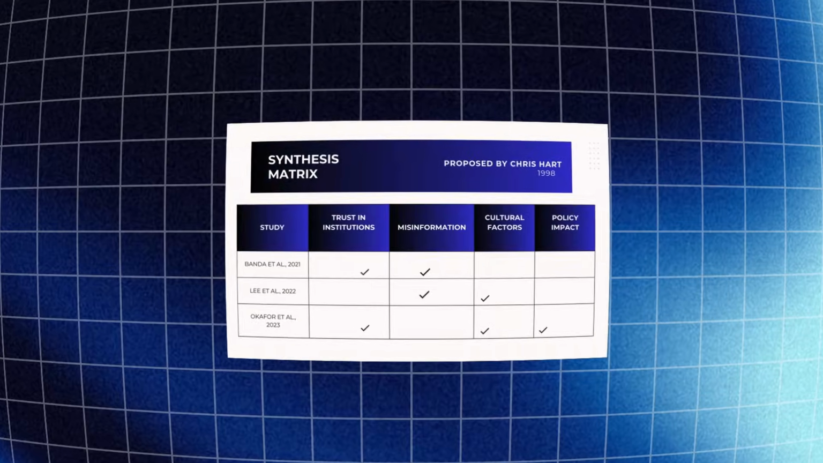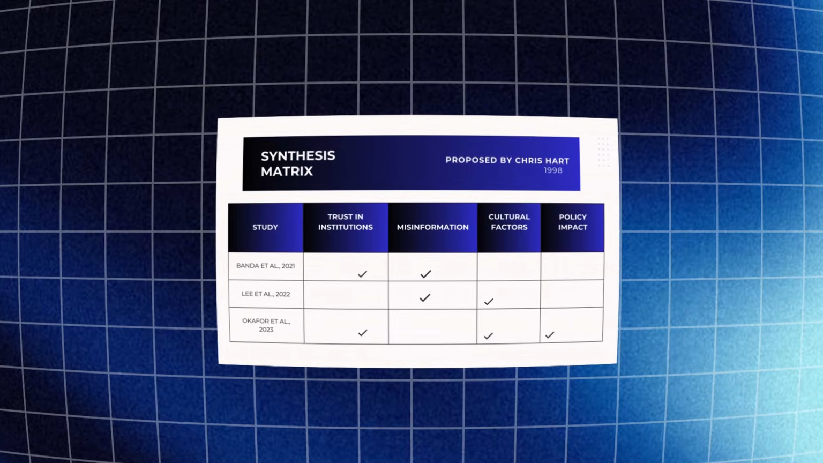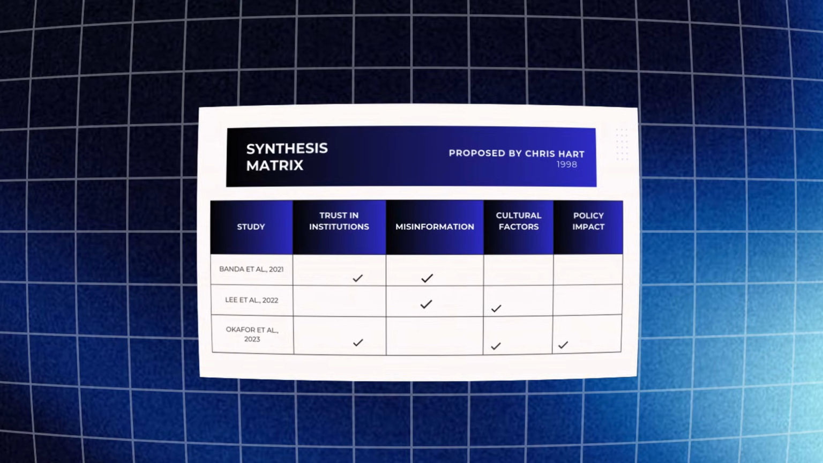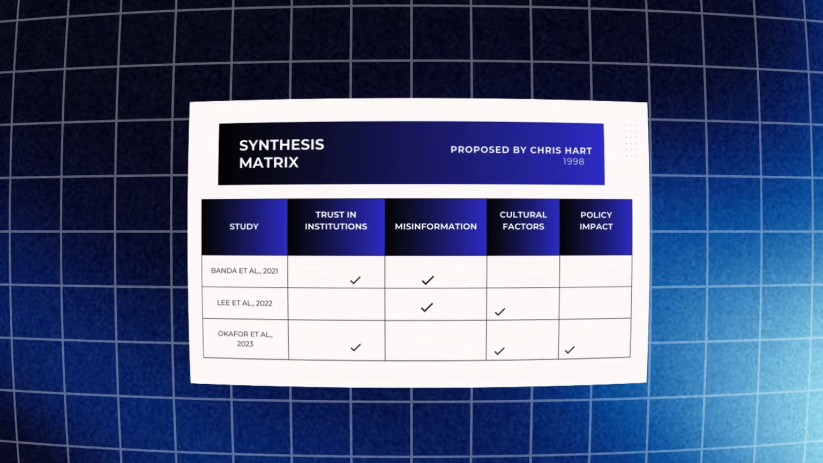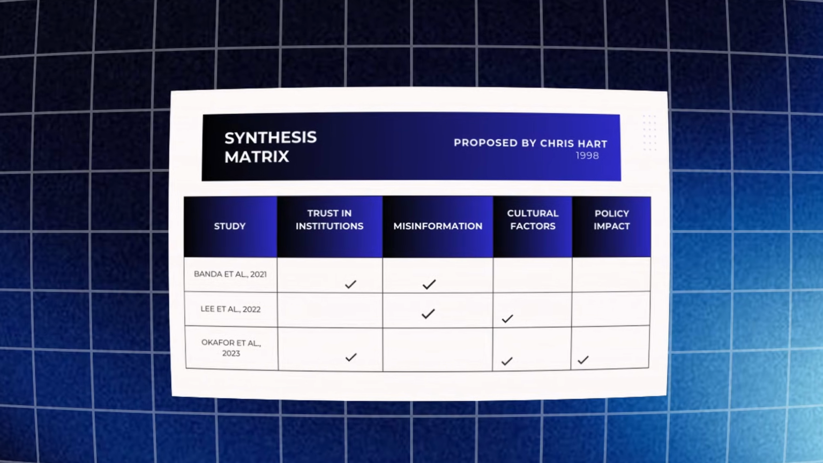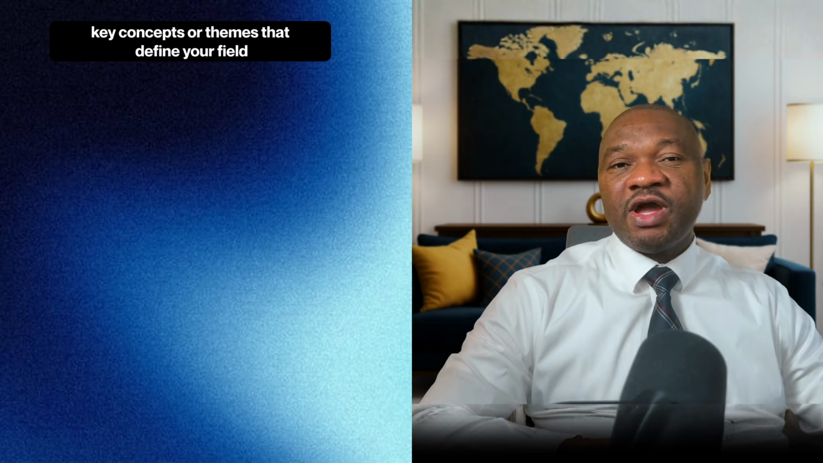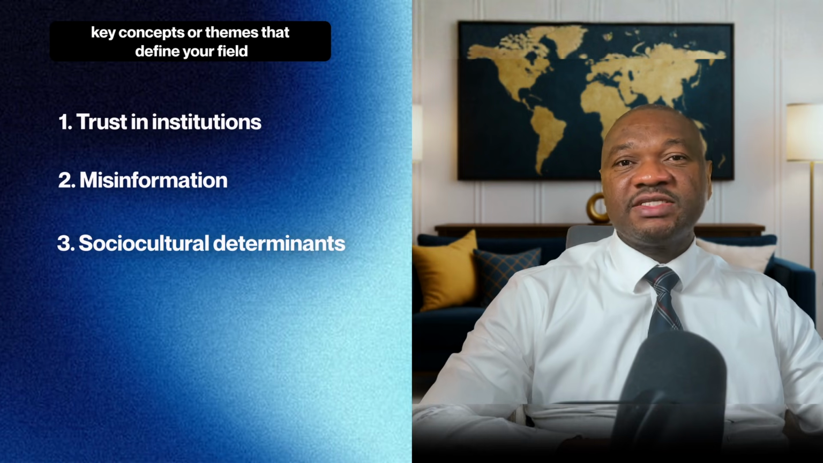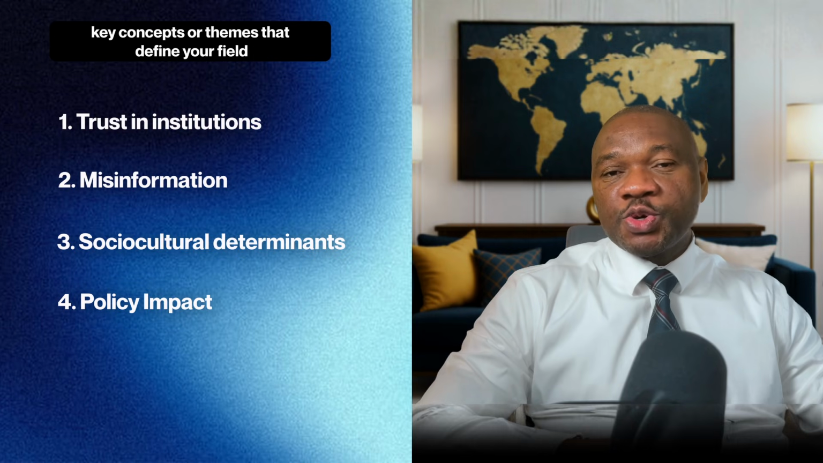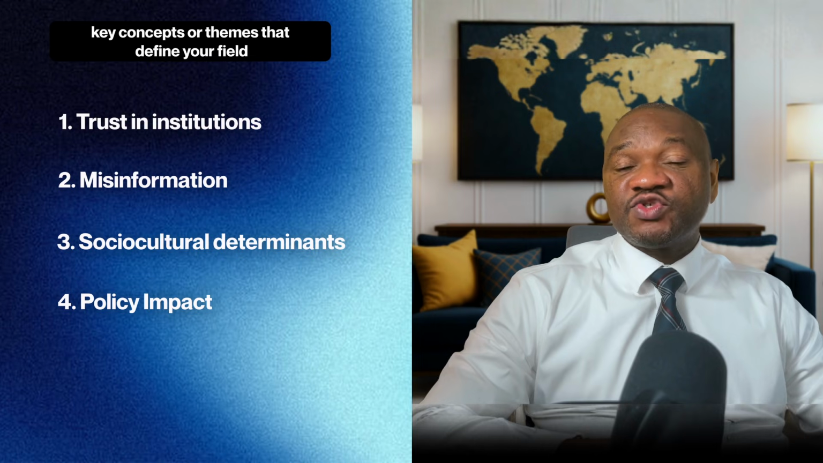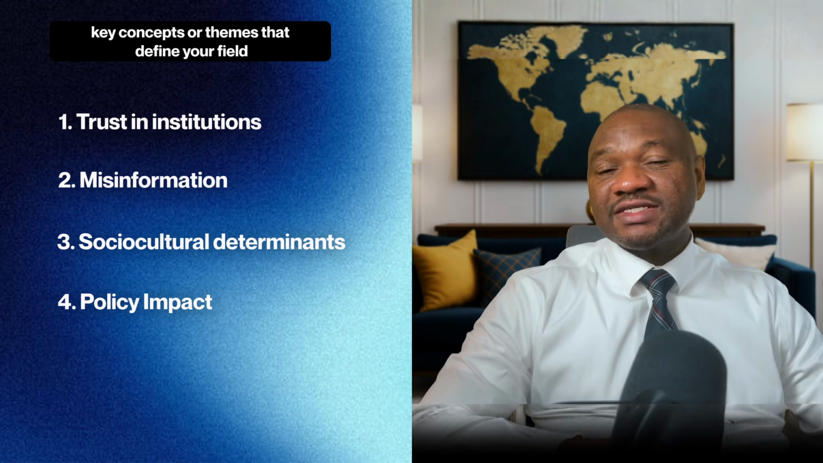You create a simple table. Each row represents a study. Each column represents a theme or a subtopic in your review. For example, you could have a table similar to this, where each row is a particular study and each column holds the information for a theme. So for each study, you have the 4 themes: trust in institutions, misinformation, cultural factors, policy impact. When you start grouping evidence this way, patterns emerge. You will see which themes have strong consensus and which areas are under-researched.